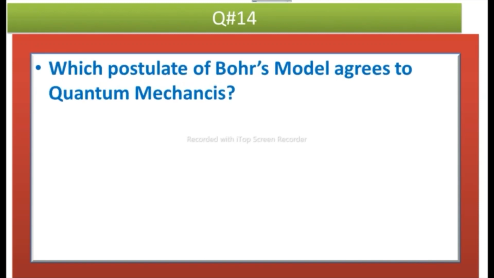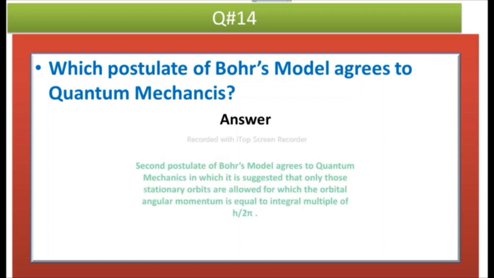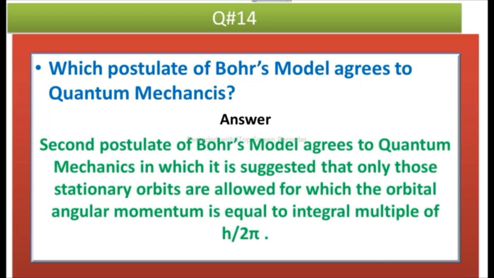The next question is, which postulate of Bohr's model agrees to quantum mechanics? It's also a very important question. Answer is, second postulate of Bohr's model agrees to quantum mechanics, in which it is suggested that only those orbits are allowed for which the orbital angular momentum is equal to integral multiple of h over 2 pi.